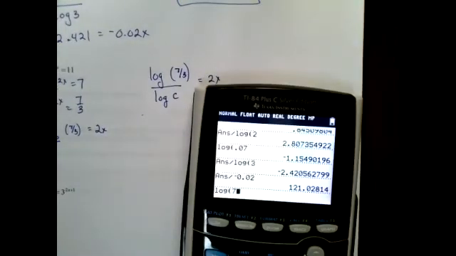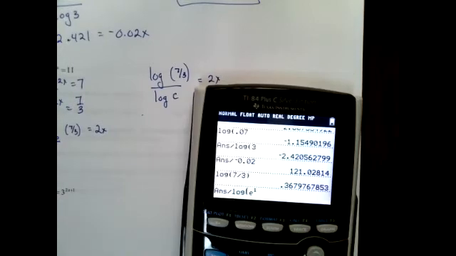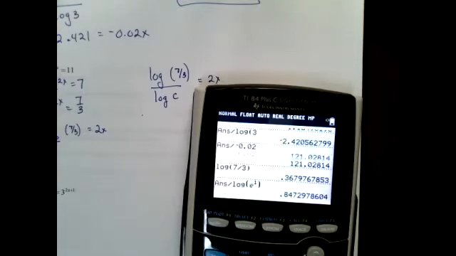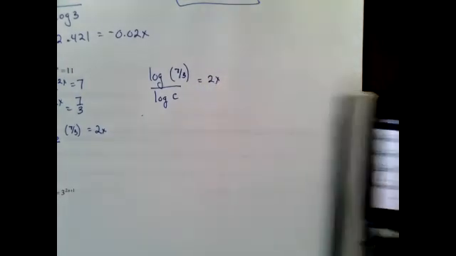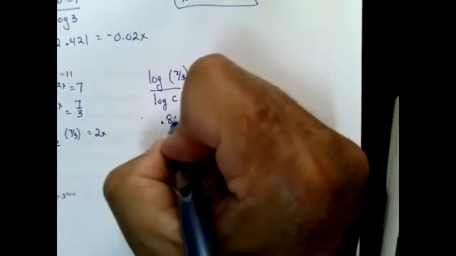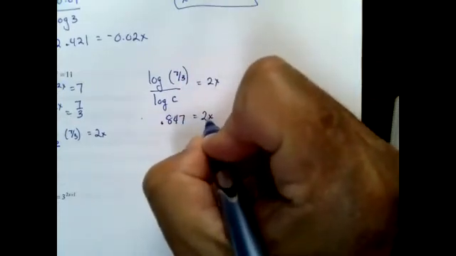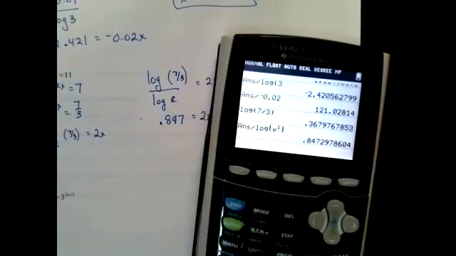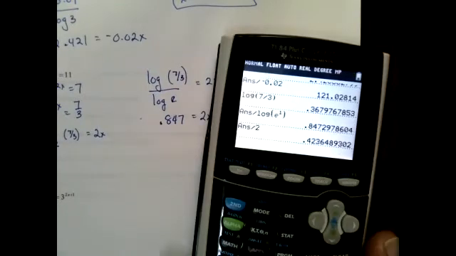Hopefully somebody got to work on this, or you're still working on it. You're just barely ahead of me. So I got an answer. I divided it by the log of e, the natural log. And when I do e, I always have to put in a power. 0.847. And then I'm going to divide that by 2. 0.424.